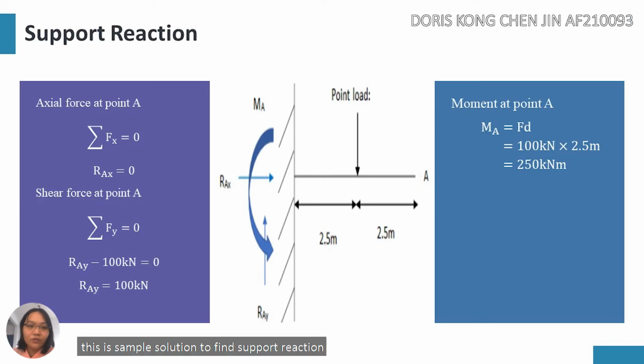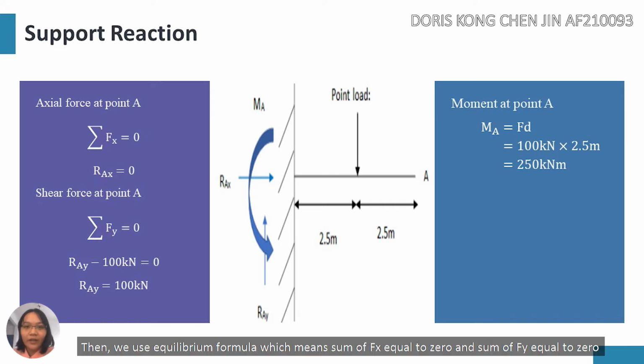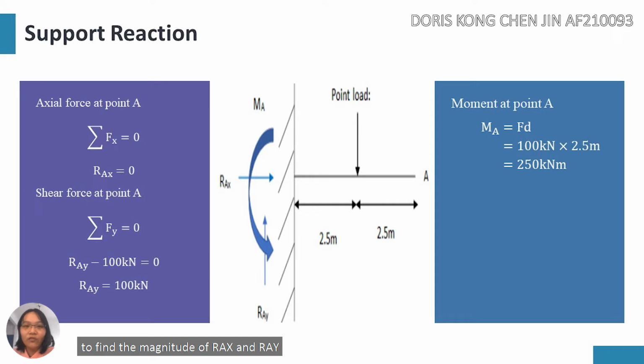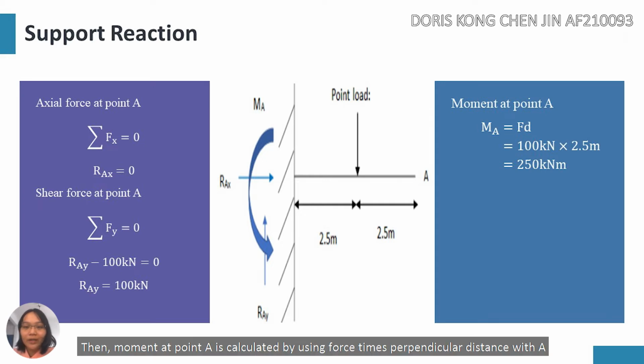This is a sample solution to find the support reaction. First of all, a free body diagram is sketched. Then we use the equilibrium formulas, which mean sum of Fx equals 0 and sum of Fy equals 0, to find the magnitudes of Rax and Ray. Then, the moment at point A is calculated by using force times perpendicular distance from A.